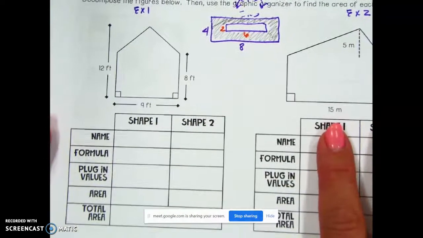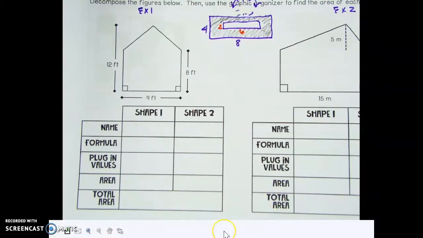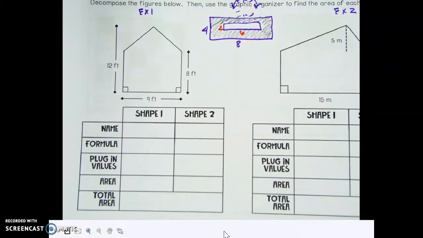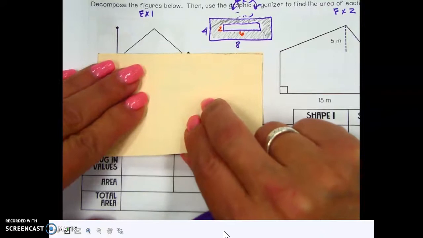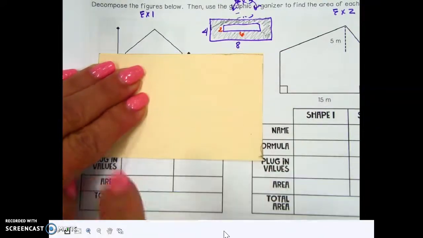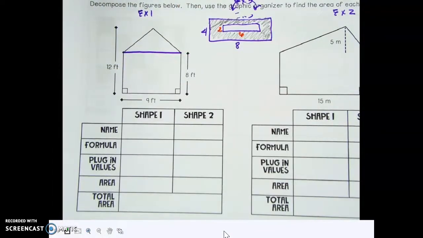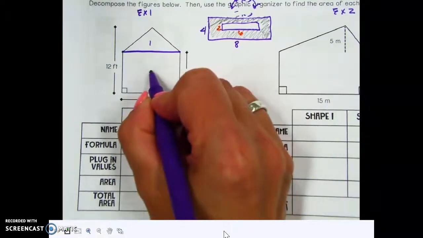Now if I do not have this packet, you know what I'm going to do? I'm going to draw this T-chart so that I can fill in all of this, because this helps us figure things out. And when you take your quiz tomorrow, it's going to rock. You're going to do great. So I'm going to take my straight edge, whatever straight edge you have, and I'm going to draw from vertex to vertex. Why? Because now I have 2 shapes. And I'm going to label this one as shape 1 and this one as shape 2.